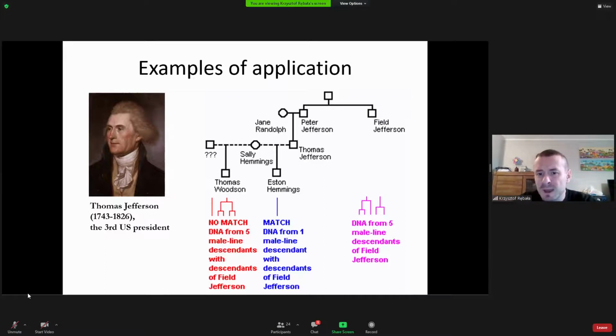What did they do? They found the male line descendants of two sons of Sally Hemings, of Thomas Woodson and of Aston Hemings. They found also male line descendants of Phil Jefferson, who was a paternal uncle of the president, of Thomas Jefferson. And they found that the Y chromosome of Phil Jefferson, based on examination of his descendants, was identical to the Y chromosome of Aston Hemings, based on examination of his male descendants.